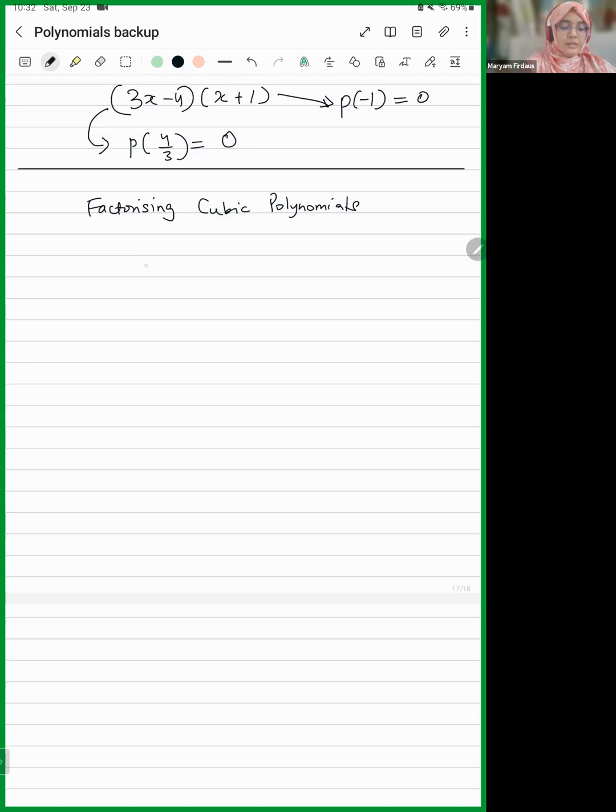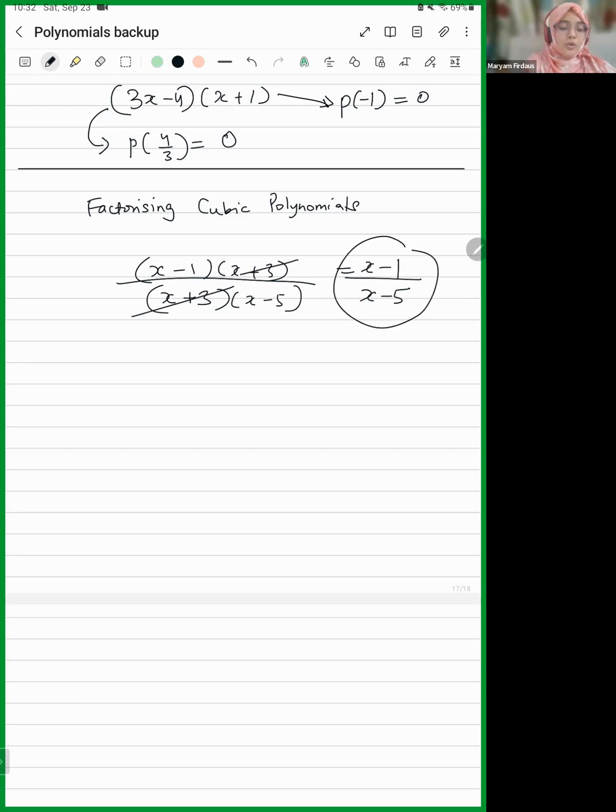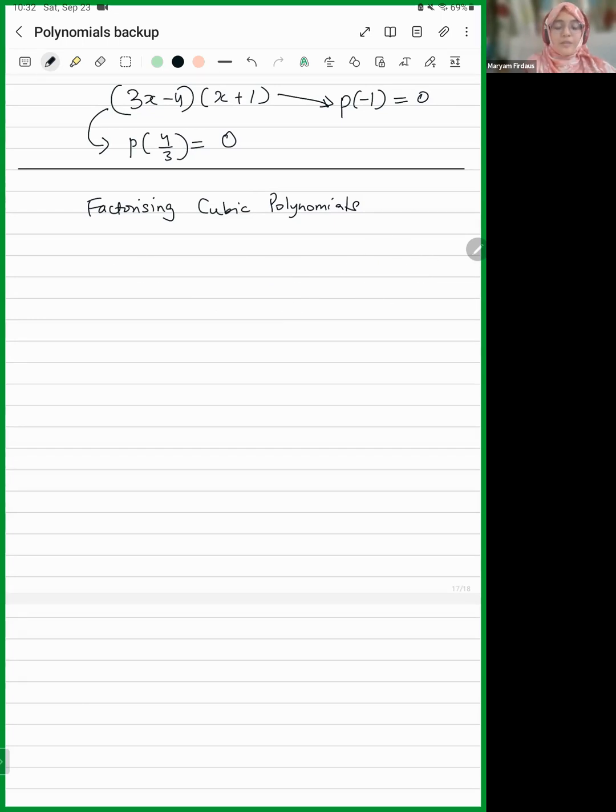Let's say one of the polynomials is x minus 1 into x plus 3, and the other polynomial is x plus 3 into x minus 5. Then from here, you can just cancel both of these and you can simplify your answer and write it like this. So why do we factorize? Because it helps us in many ways, and we will see this later.